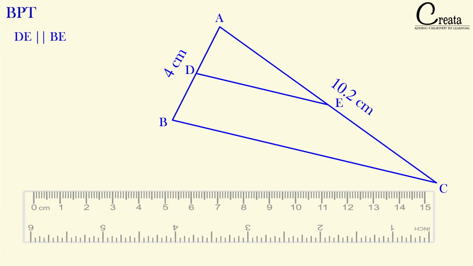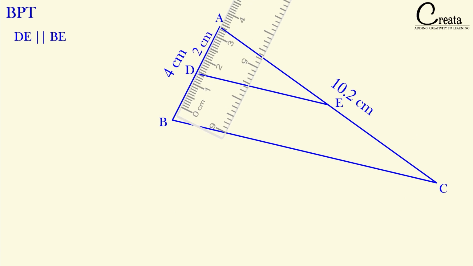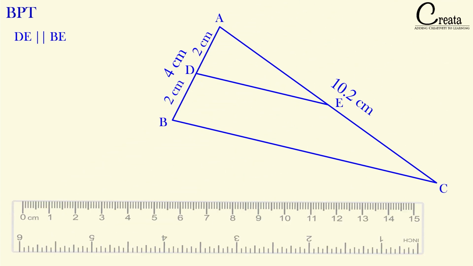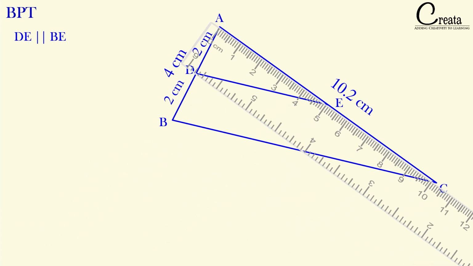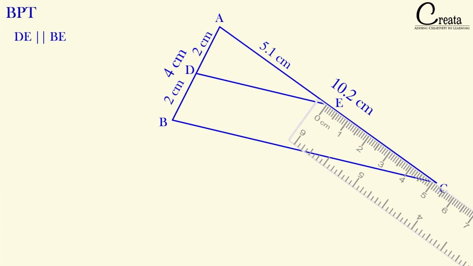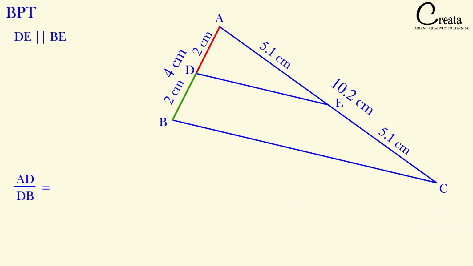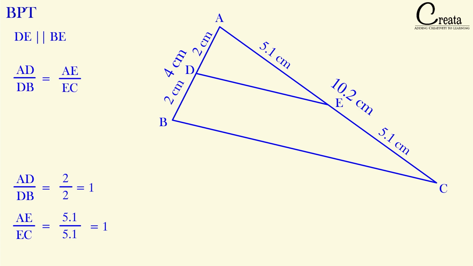Let's measure AD and DB. For my case, AD is 2 and DB is also 2. Let's see what is AE and EC. For my case, AE is 5.1, something like that, and EC is also 5.1. So let's take the ratio of AD upon DB and similarly AE upon EC. AD upon DB will be 2 upon 2, which is 1, and AE upon EC 5.1 upon 5.1, which is basically 1. So I can say the ratio of AD upon DB is equal to AE upon EC.